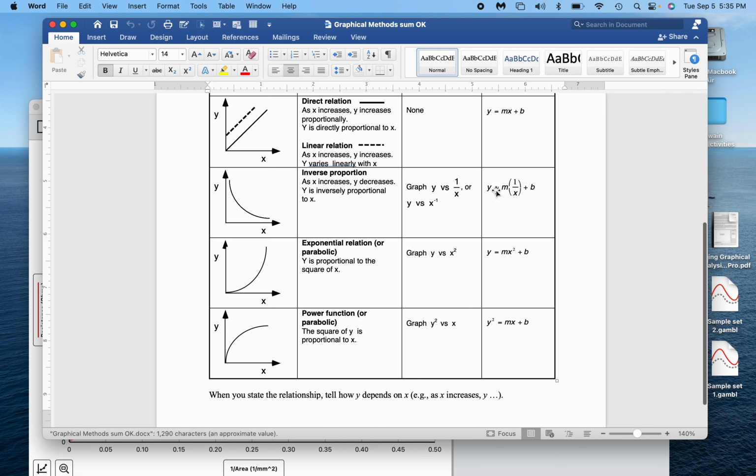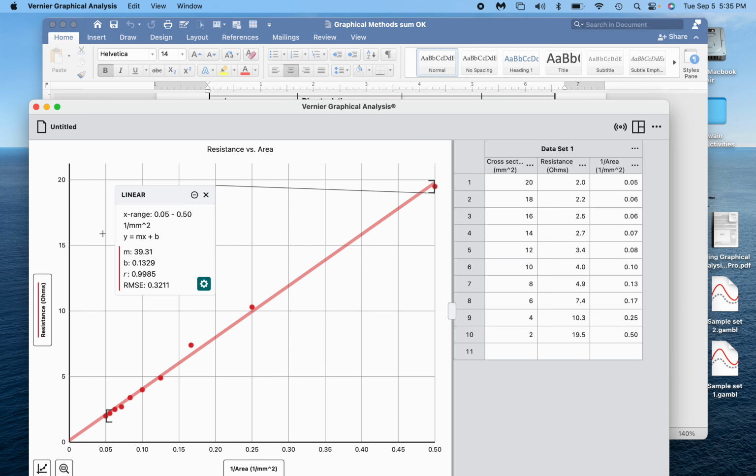It looks like this. I would say resistance equals the slope, 39.31, ohms divided by 1 over millimeters squared, which is weird units. That really means ohms times millimeters squared, end parentheses, and then that multiplied by 1 over area. My y-intercept is 0.1329, so I'm going to call that 0 also. So resistance equals 39.3 ohm millimeters squared times 1 over area. And that would be my equation for this.